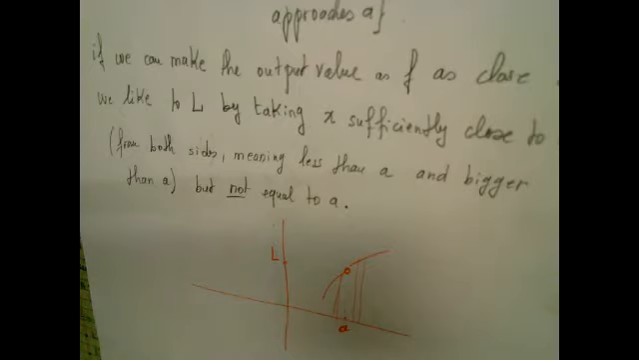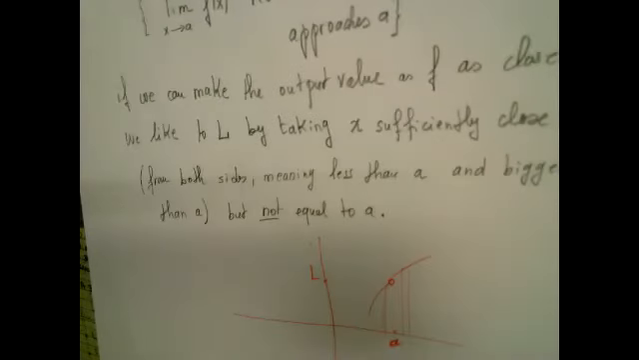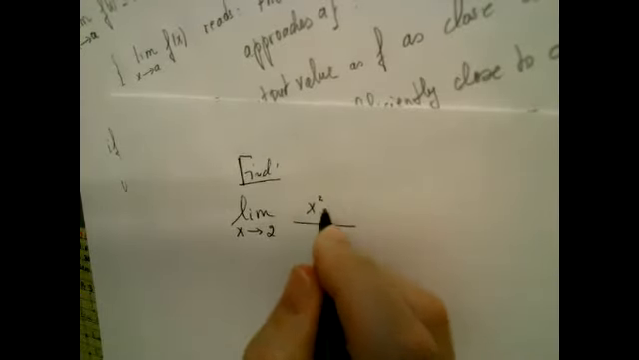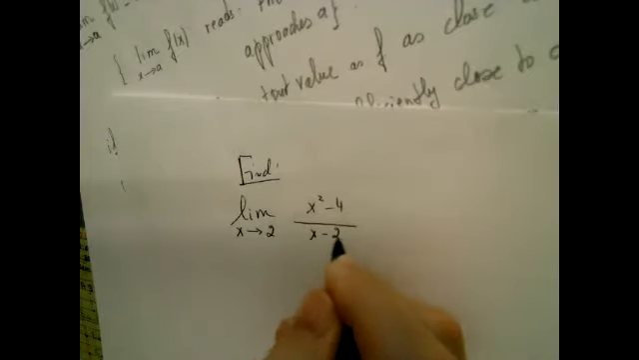So I want you to do the following. I want you to pick up your calculator yourself and find the following limit. This one you need a calculator for. It's a simple one: the limit as x becomes close to 2 of x squared minus 4 over x minus 2.